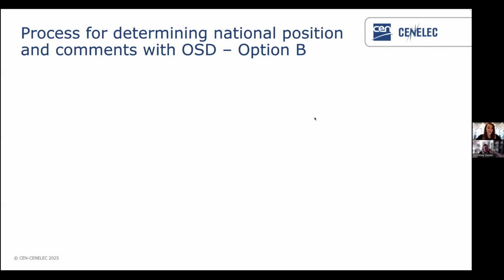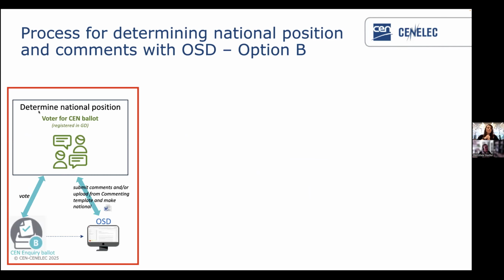All right. So if we now look at the option B, where you do not have your NMCs mapped, so you don't have national experts to provide you with comments, then the scope of the OSD member commenting is really only you as a voter determining your national position, casting the vote in the inquiry ballot and submitting your comments in the OSD. You can either upload them from a commenting template or enter them manually, and that's exactly what I'm going to show you now.